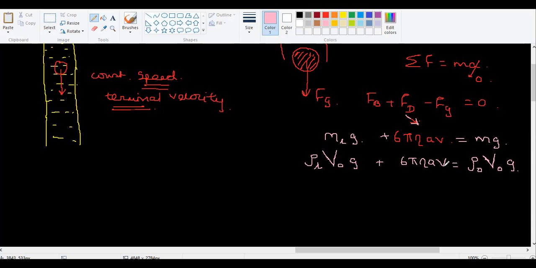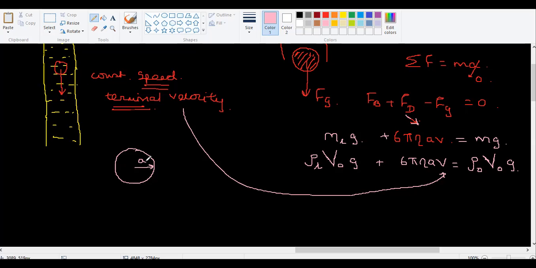So after that, it is very simple. As I told you, this V is the terminal velocity. This A is nothing but the radius of the ball. Okay, so this is called Stokes formula. Drag force of a spherical object going through a liquid can be directly taken as 6 pi eta AV.